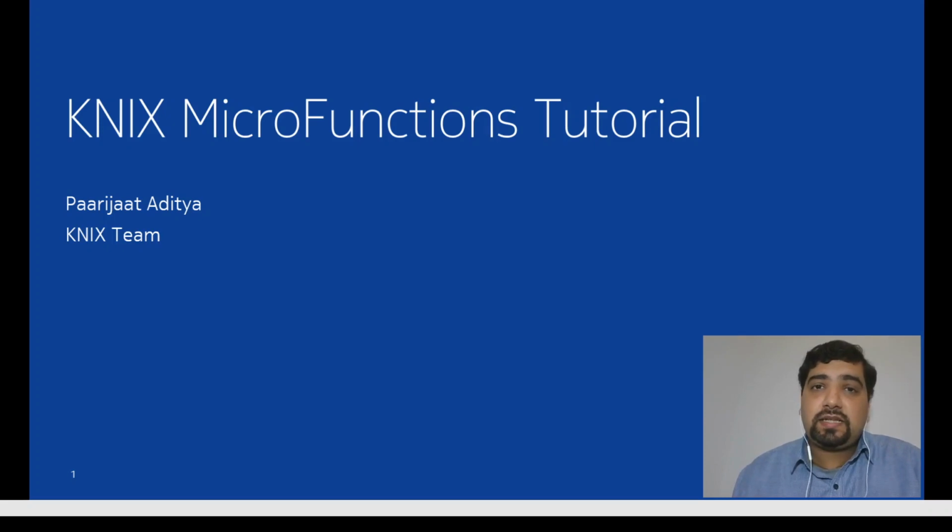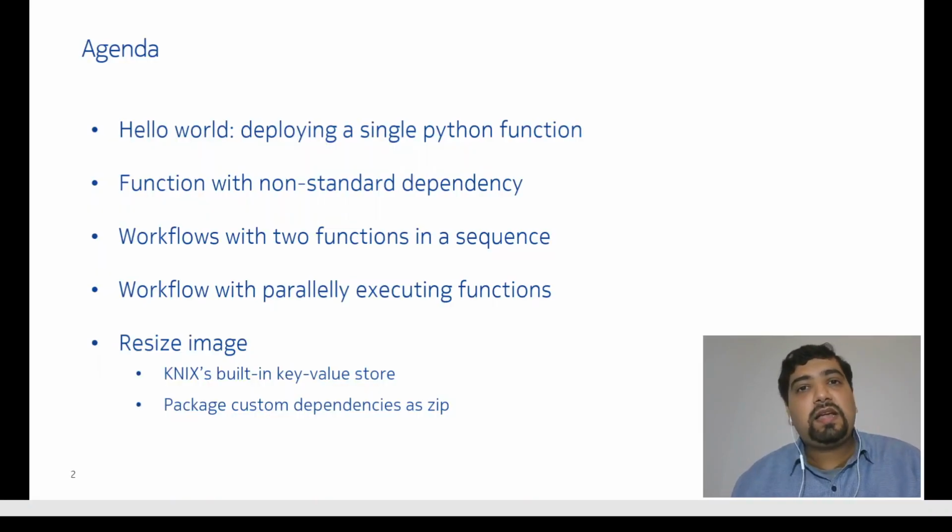My name is Parijat Aditya. I am one of the developers of the KNIX platform, and I'll start with a simple Hello World example written in Python. Then we'll add a non-standard Python dependency to this function, such as NumPy. Then we will create a workflow with two functions executing in a sequence. Then we'll have these functions executing in parallel. And finally, we'll create an image resizing example where we will use the built-in key value store.